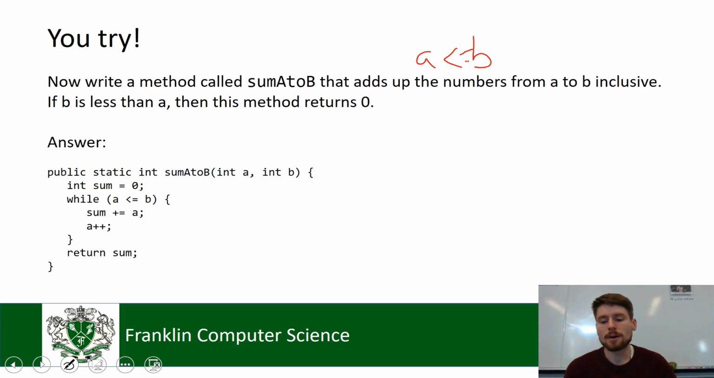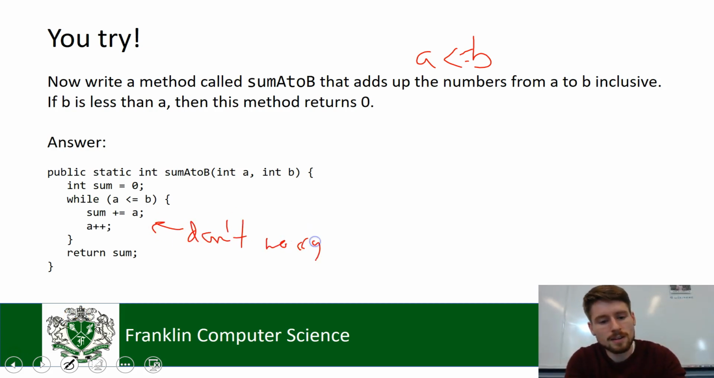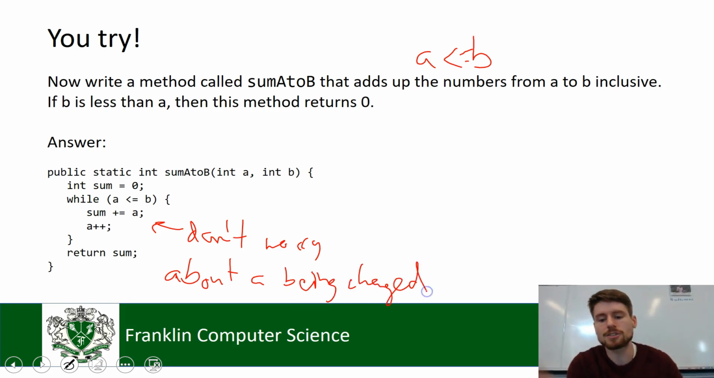Now if you're worried about a being changed after this, well, only the copy of a that's inside this method is changed by this. So we don't have to worry about the fact that a is being changed inside the method. Outside, wherever this was called, a would not be affected by our method sumAToB. So you don't have to worry about this a++. Don't worry about a being changed, because only a copy of a is changed, a copy that's local to this method alone.